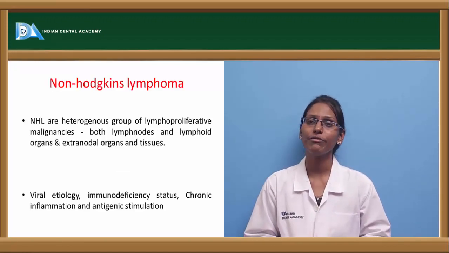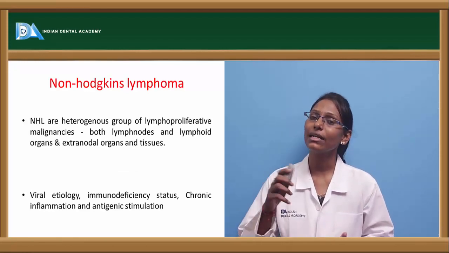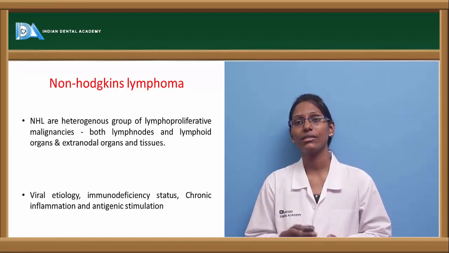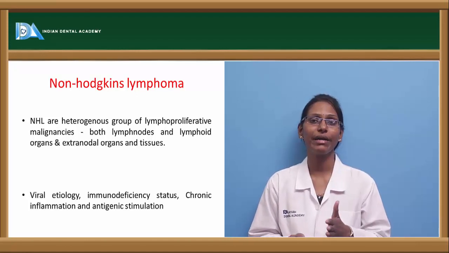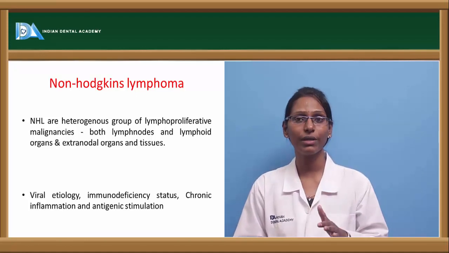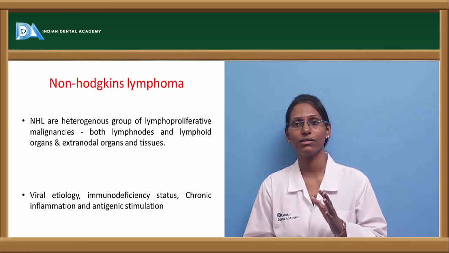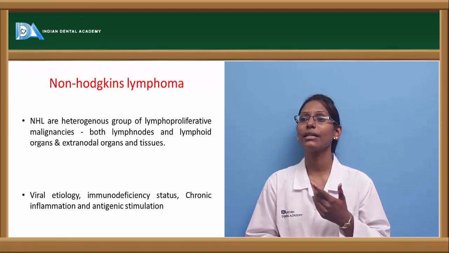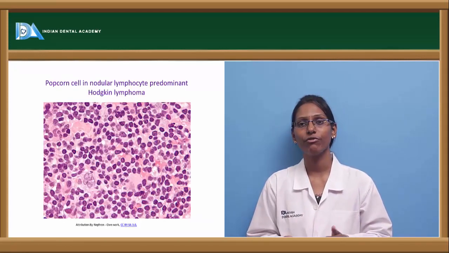Coming to non-Hodgkin's lymphoma, it is a heterogeneous group of lymphoproliferative malignancies. Here lymph nodes, lymphoid organs, and extranodal organs and tissues are all involved. It usually has a viral etiology. Again, Epstein-Barr virus is the most commonly attributed virus. Immunodeficiency status is also an important feature, especially HIV/AIDS, where non-Hodgkin's lymphoma is highly prevalent. Next, chronic inflammation and antigenic stimulation can also lead to non-Hodgkin's lymphoma.